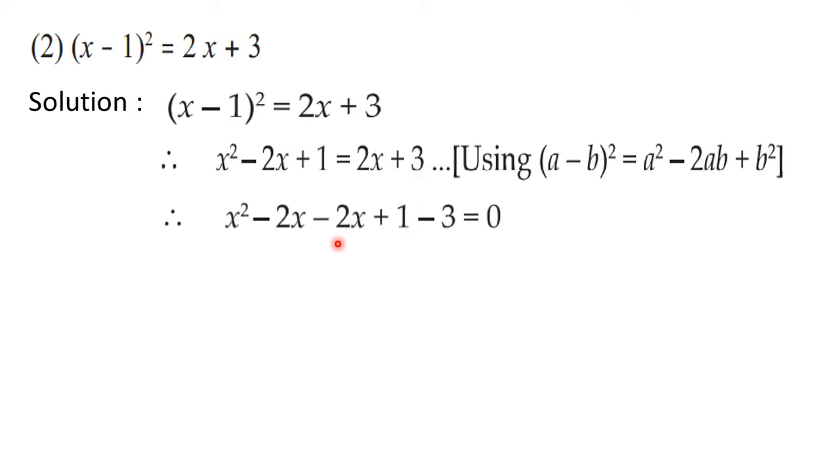Please check by yourself. Have you written in the same manner? See, x square as it is. This term minus 2x and one more shifted from RHS to LHS, that is minus 2x. So it appears 2 times. Don't get confused. This minus 2x is already there and from RHS one more is shifted. So plus 2x has become minus 2x. Then plus 1 as it is and plus 3 is written as minus 3 on LHS.